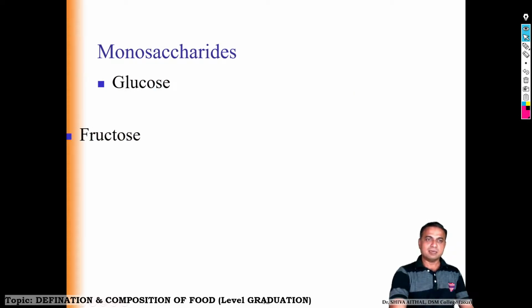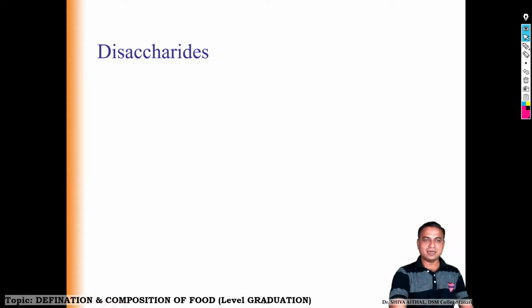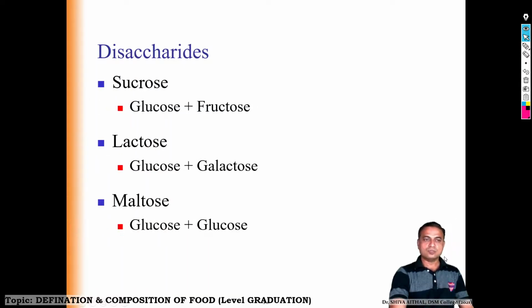Monosaccharides, examples are glucose, fructose, galactose. Disaccharides, the examples are sucrose, which is made up of glucose and fructose, lactose which is made up of glucose and galactose, maltose which is made up of glucose and glucose. So molecules of repeated units of glucose. When it has alpha 1,4 linkage, maltodextrins, dextrins are formed.